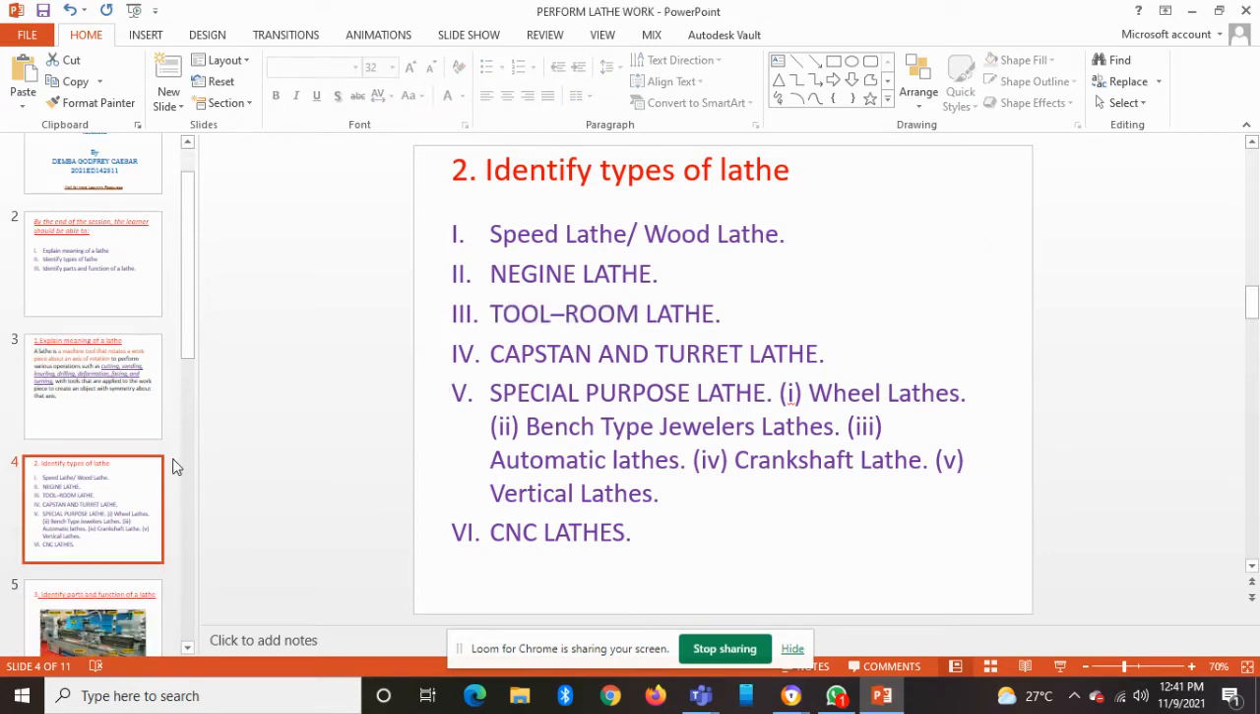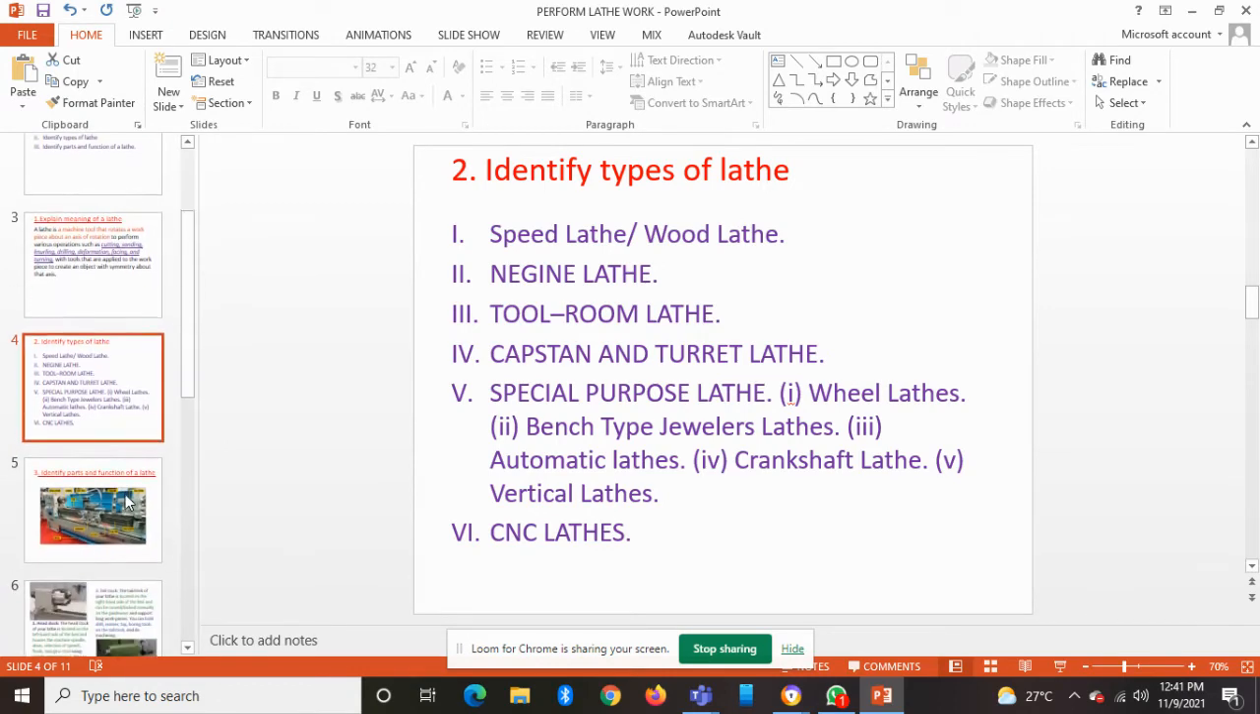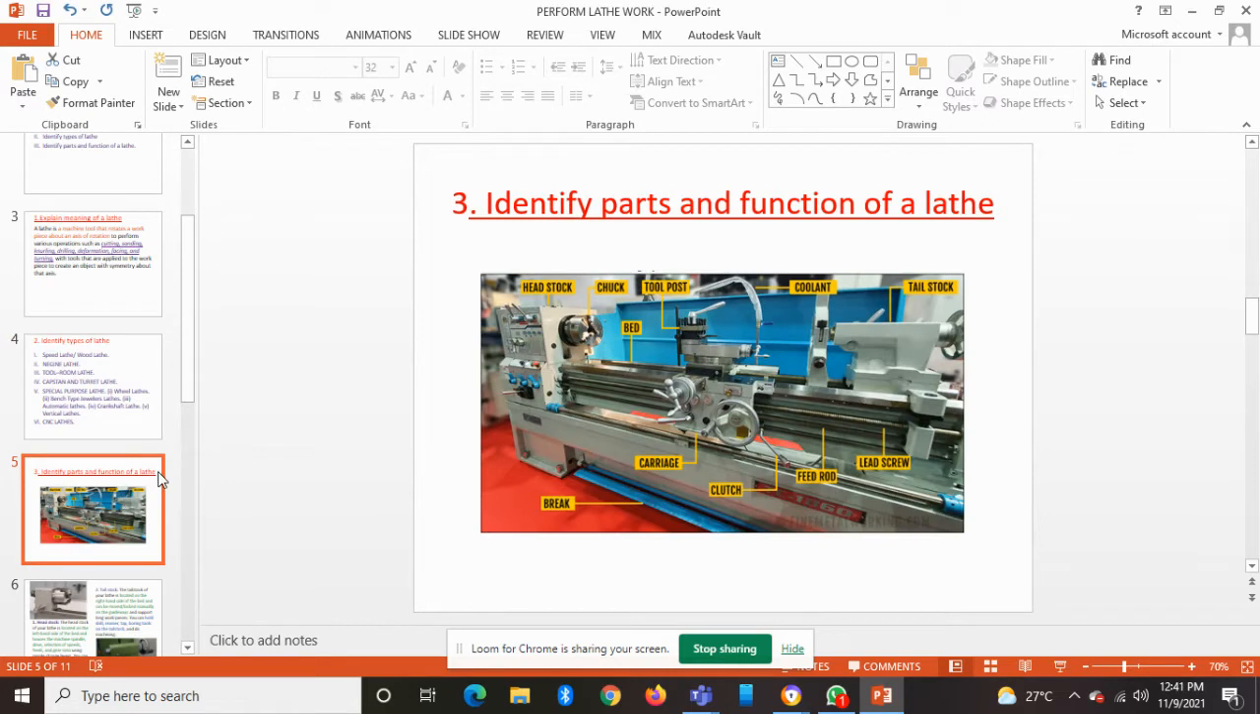Good. Now let's go to the third objective of the lesson, which is to identify parts and function of a lathe. In a group of 5, kindly group yourselves, and then we do objective number 3. Very fast, group yourselves in groups of 5. I will share the notes through the WhatsApp group. Open up and see slide 1.